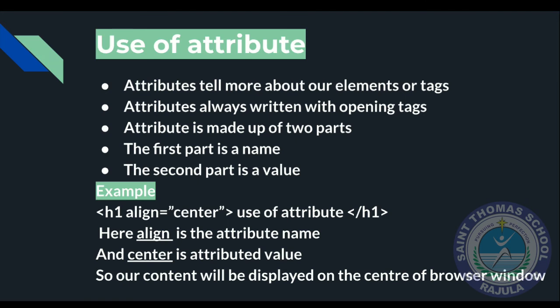Now we are writing the align. So align is your attribute name, the first part of the attribute, that is the name. Then, as I told you, to separate name and value we use the equal sign, and then center is written, that is the align attribute's value. Then the right angular bracket. Now we write the content that we want to display on a web page, and then the closing H1 tag.